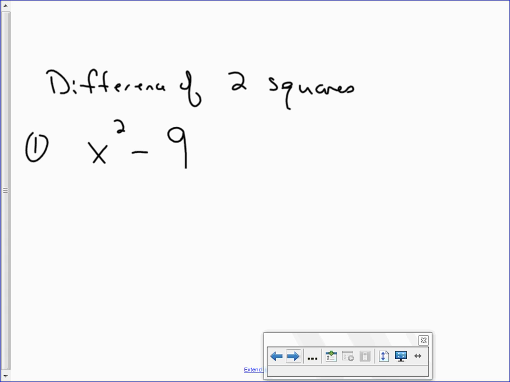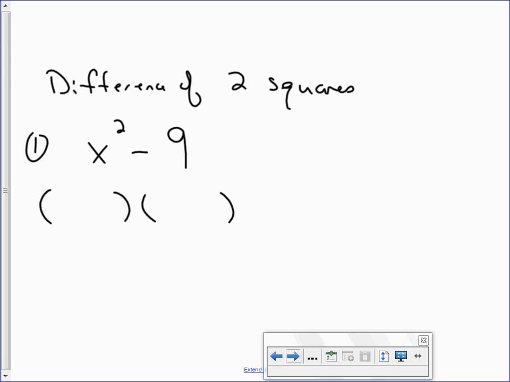Difference of two squares problems look just like what their name is. It's a difference, minus. It's got only two terms. There won't be three terms. And both of the terms are perfect squares. Okay, so that's what they look like. If they don't look like that, they're not difference of two squares problems. And these can be factored into two binomials, like this.